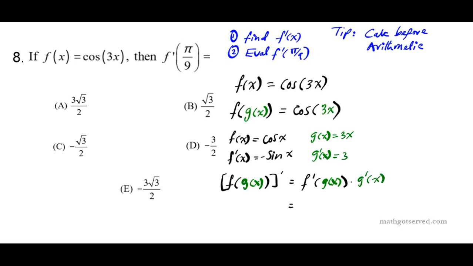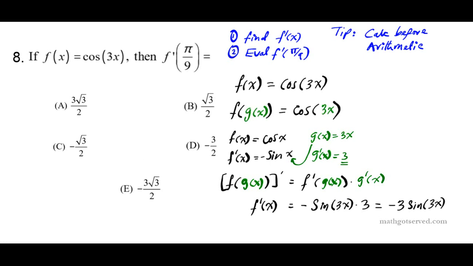f prime of g of x just simply involves plugging g into the derivative of f. So just plug in 3x into sine x, and then you multiply it by 3. So we have f prime of g of x is negative sine 3x, and then we'll multiply that by its derivative, which is 3. So this is f prime of x. If you want to make it look pretty, it's negative 3 sine 3x.